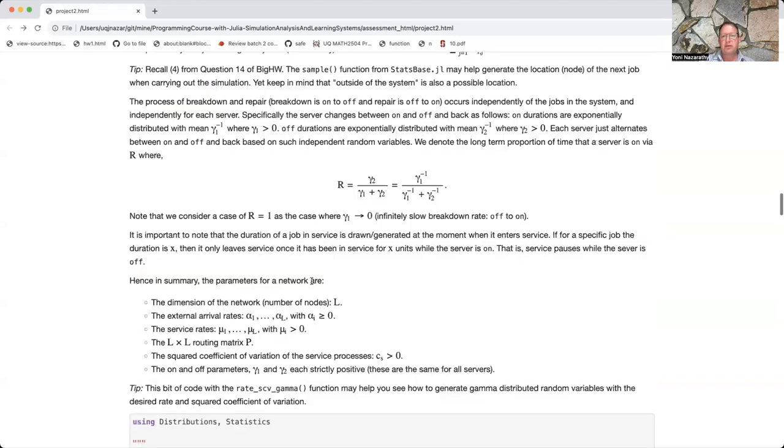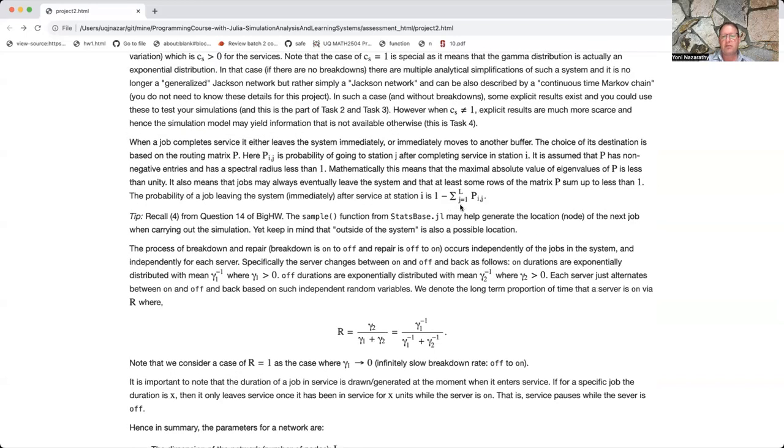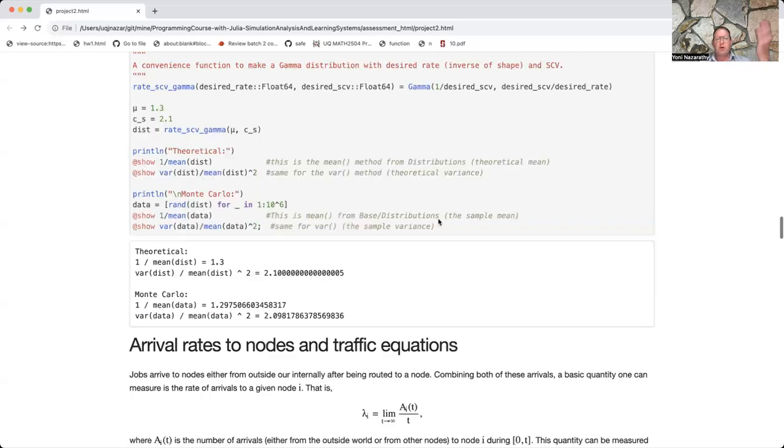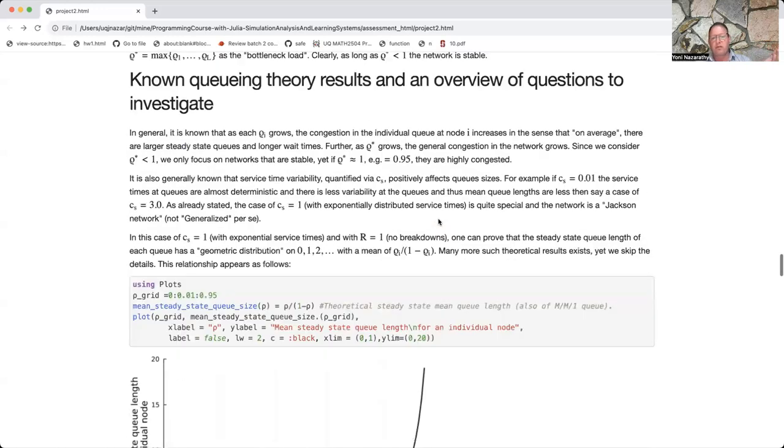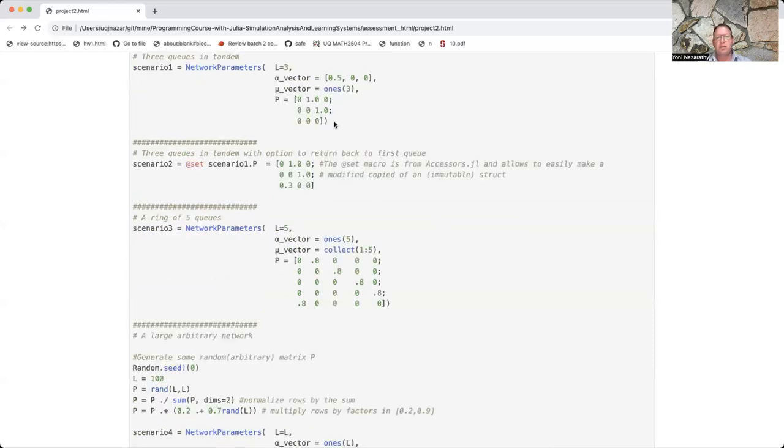Why do I say that? Because 1 minus the sum of this, 1 minus all of zeros, is 1. So with probability 1, they move to, you could have called it node 4 or node 0, but they move outside. Okay? All right. Here's another scenario.